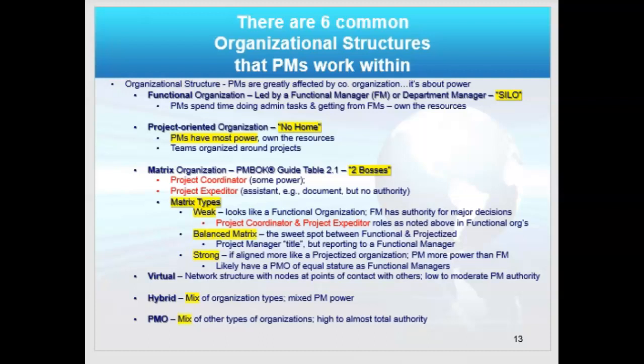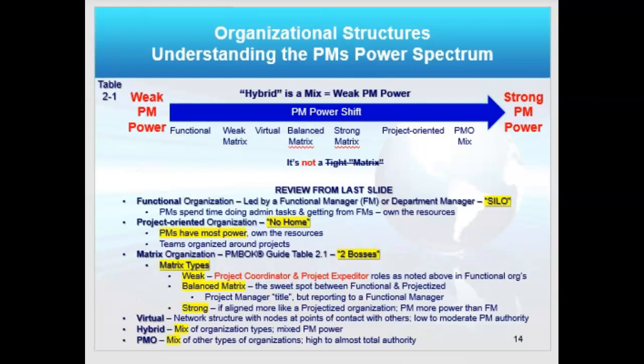You don't have any authority. As a coordinator, you have some authority at least. You have to understand your role in these organizations. And a matrix can be further divided into weak, balanced, or strong matrixed organizations. I lay out the definitions here on the slide. Pause, review it, make some notes. It could be a virtual organization or a hybrid organization or a PMO type organization. Be aware of that. That's going to change the synergy, how you communicate risks, how you escalate, etc.